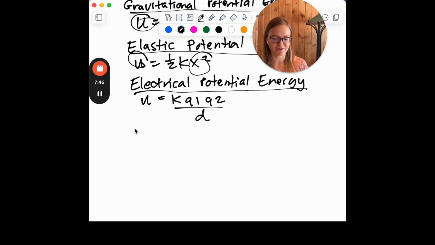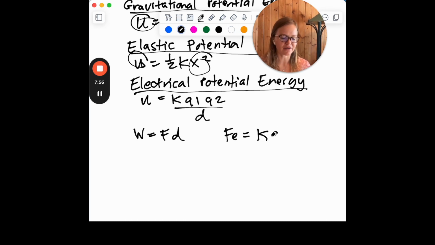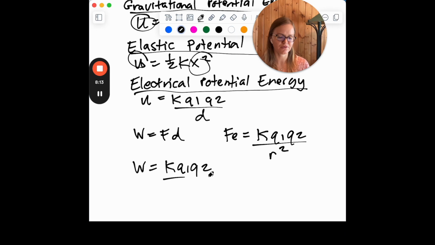So first, starting with our equation for work, we said that work is just force applied over a distance. And then our electrical force, which is Coulomb's law, is going to be K, our constant, times the magnitude of our two charges, divided by the squared distance between the two charges. So notice we can plug this Fe, our electrical force, into our work equation here. And what are we going to get? Well, we're going to get work equals K times Q1 times Q2 divided by R squared times D.